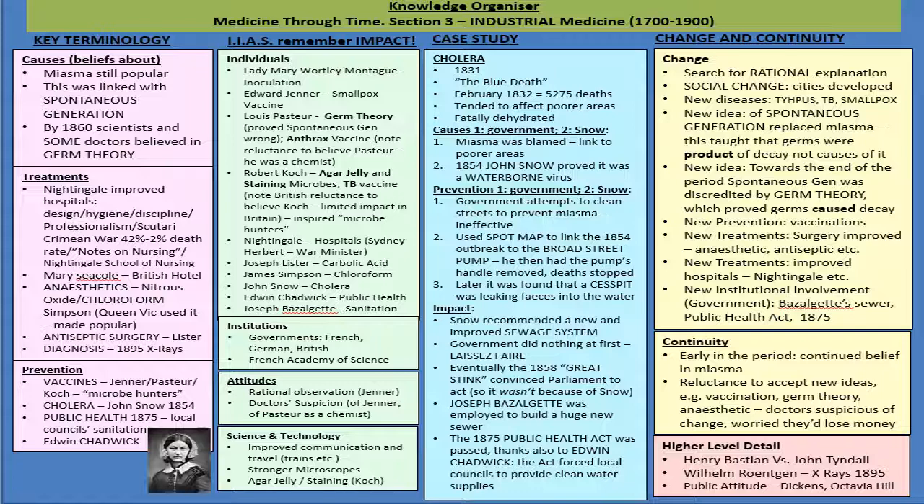Another new treatment is to do with surgery. We've got anaesthetics, antiseptics, and improved methods of diagnosis. So let's begin with anaesthetics. First of all, the first anaesthetic that we come across, really beyond basic opiates and alcohol, is nitrous oxide, better known as laughing gas.